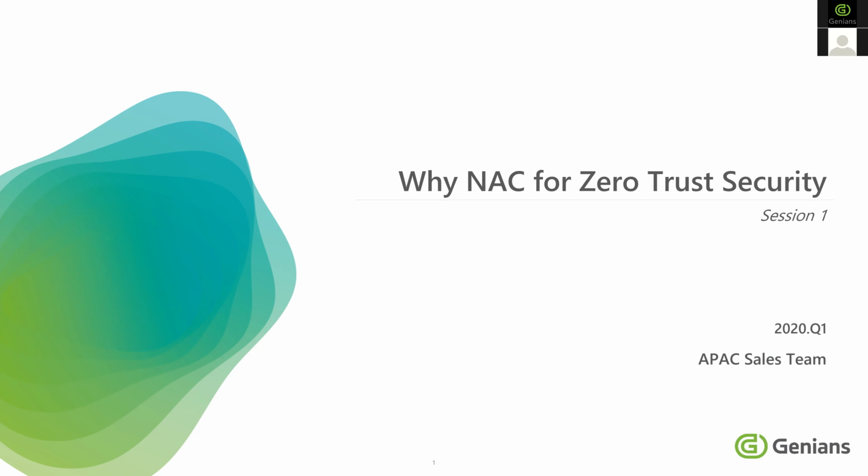Genians prepared this sales session for enhancing your sales skills when you meet and persuade your customers. This sales session consists of 6 sessions. Today is the first session, Why NAC for Zero Trust Security. It is about the introduction before entering the Genian NAC itself.